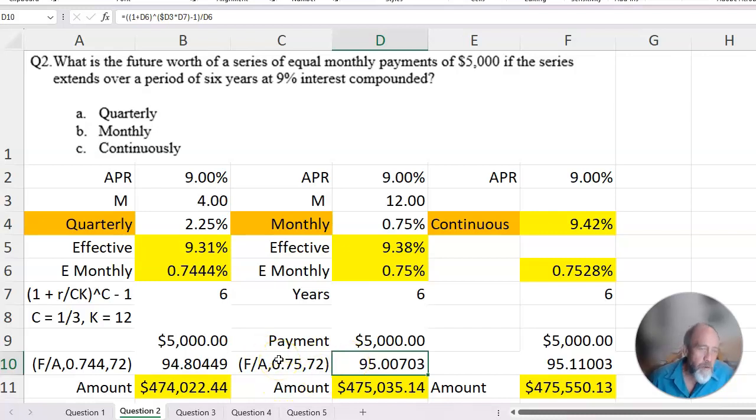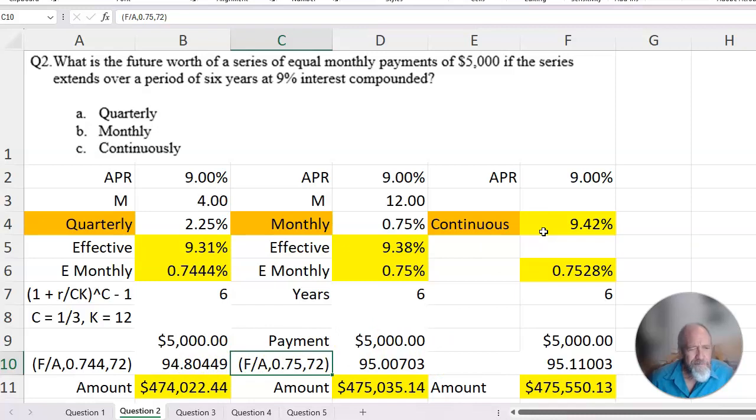Oh, no, I'm sorry. It's F over A. So you have to do the 1 plus I to the N, divided by I, minus 1. Anyway, 475.035. You can do the F over A calculations.